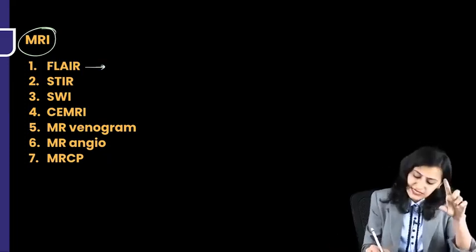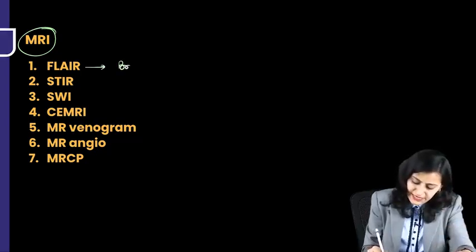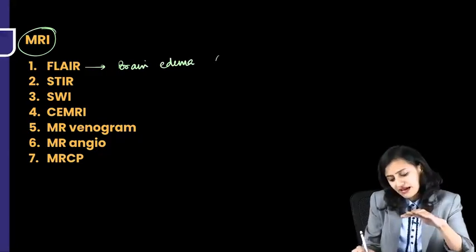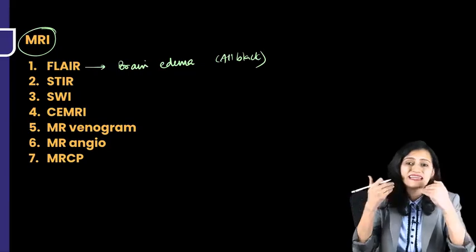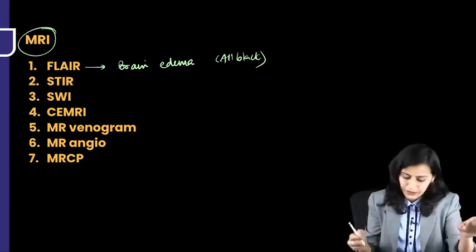FLAIR is the most sensitive sequence basically to identify brain pathologies and edema. Because in FLAIR we said that it is all black. So the pathology looks white and it stands out in all black background.